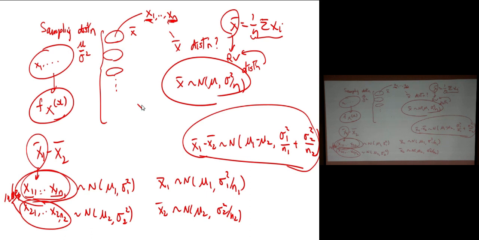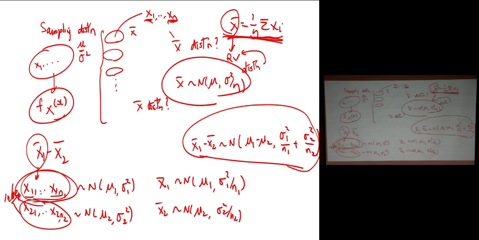Then what is the distribution of x bar? The random sample, that means 1 over n summation xi. What is the distribution of this quantity? All right, so we don't know the distribution, we don't know whether it's normal or not, then we are asked, what is the distribution of x bar?